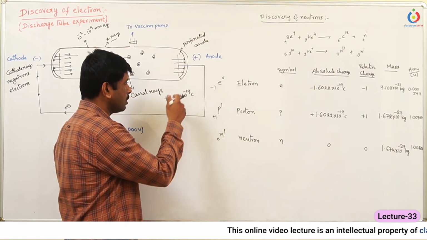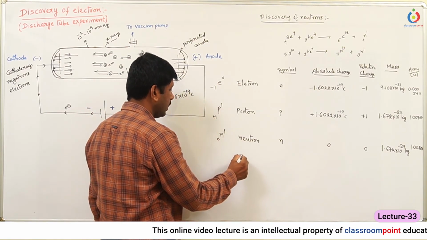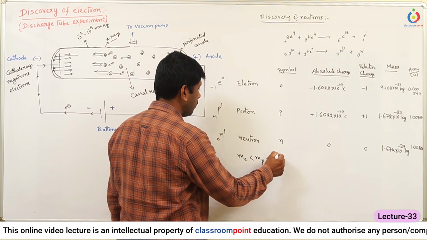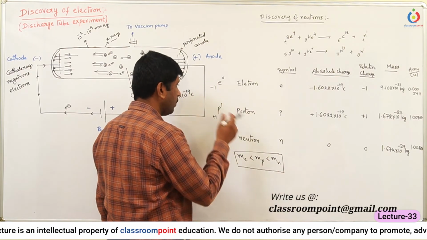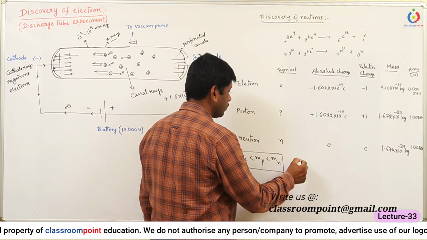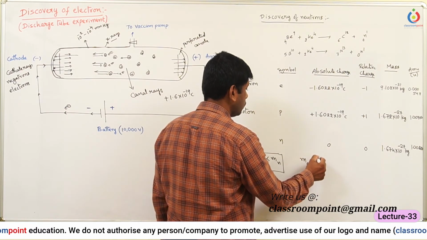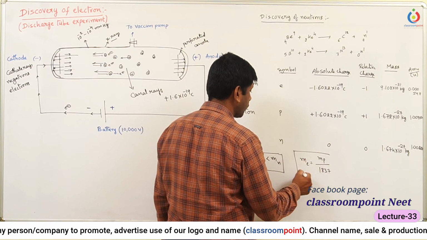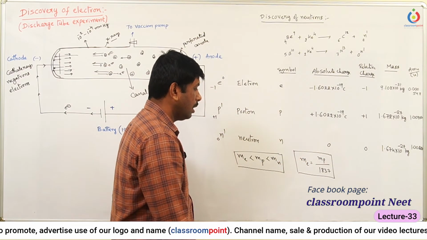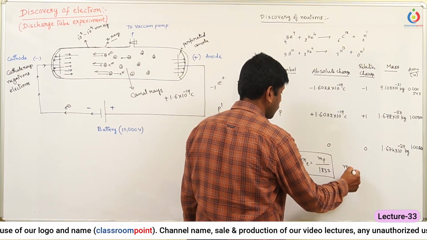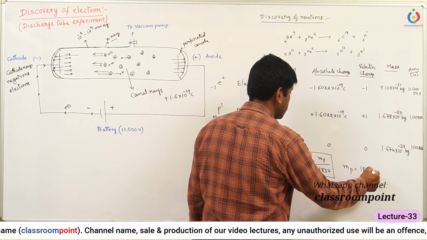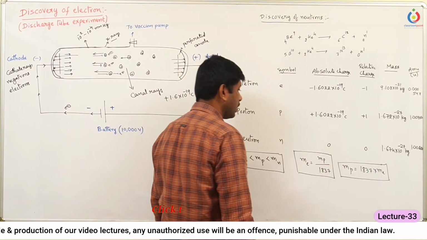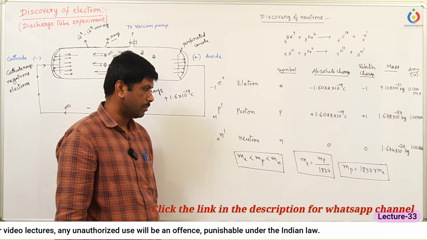Now when you compare the mass of these particles, the mass of the electron is less than the mass of the proton, and the mass of the proton is less than the mass of the neutron. If you relate the mass of the proton and electron, the mass of the electron is equal to the mass of the proton divided by 1837. That means the mass of the proton is 1837 times the mass of the electron. That is the reason why the mass of the electron can be considered negligible.